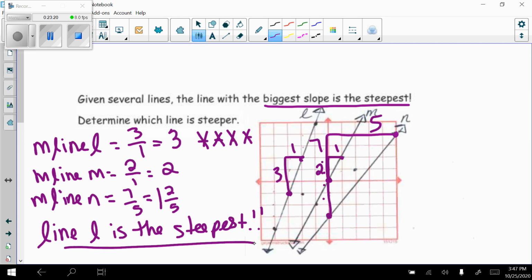Okay. Don't forget to answer the question. Determine which line is steeper. Line L is the steepest.